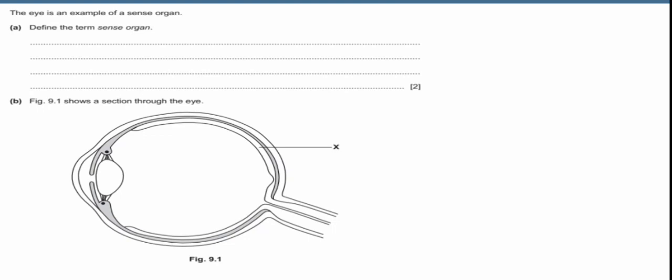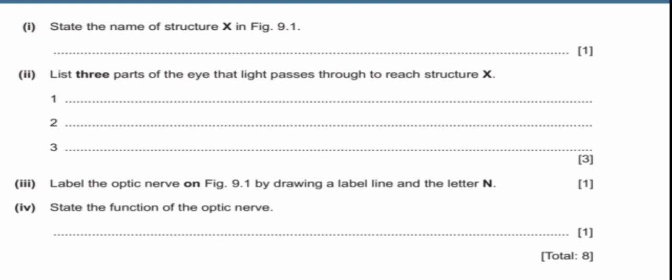Then as for B, it says figure 9.1 shows a section through the eye. So we have the part labeled X. They are saying state the name of the part labeled X. So the part labeled X is called the retina.